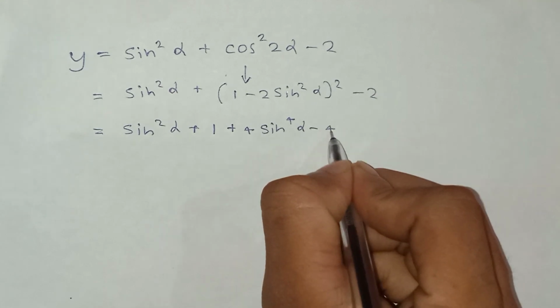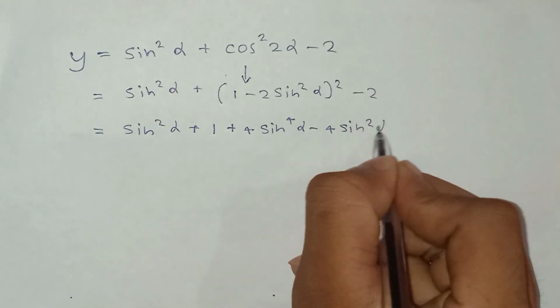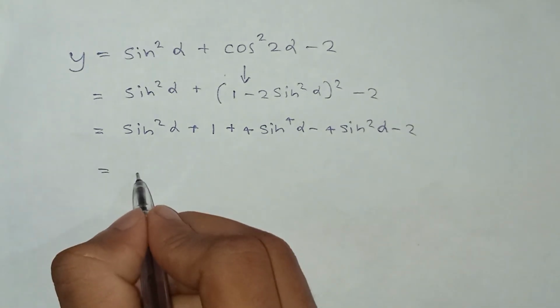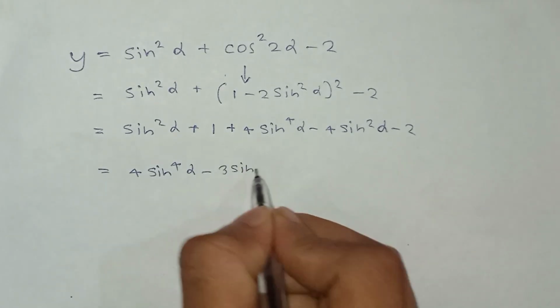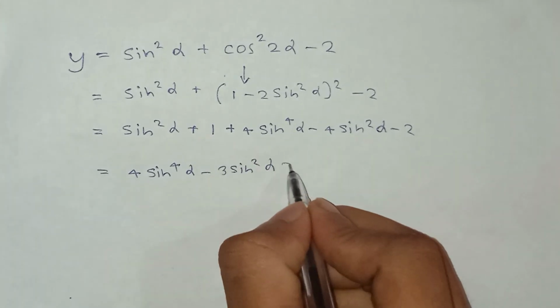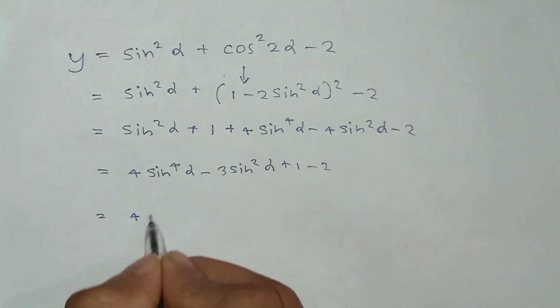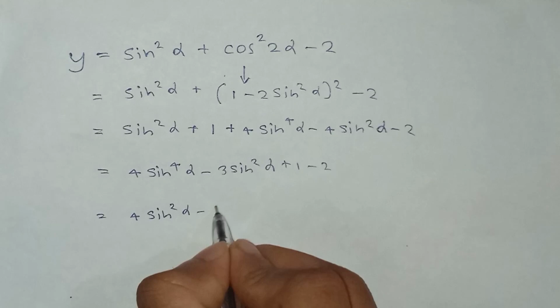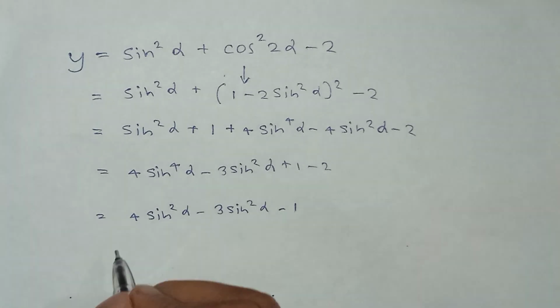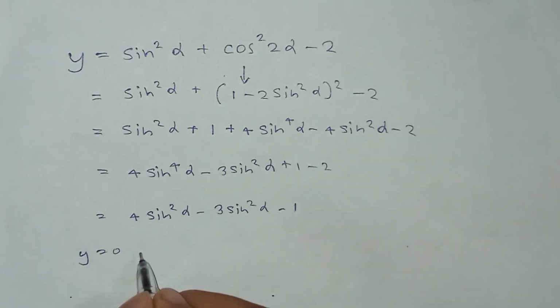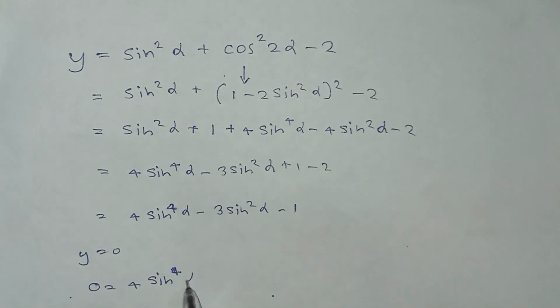minus 4 times sin squared alpha minus 2, equals 4 sin to the power 4 alpha minus 3 sin squared alpha plus 1 minus 2. It equals 4 times sin to the power 4 alpha minus 3 sin squared alpha minus 1 here. Now we can consider that y equals 0. Now here 0 equals 4 times sin to the power 4 alpha minus 3 sin squared alpha minus 1.